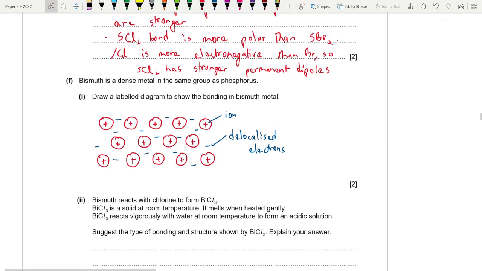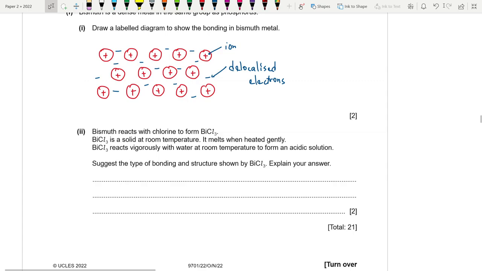Bismuth reacts with chlorine to form BiCl3. BiCl3 is a solid at room temperature. It melts when heated gently. BiCl3 reacts vigorously with water. So basically, since it reacts with water, it is a covalent compound. It is hydrolyzed by water, so it is covalent. If it was ionic, it would just dissolve in water. And it's solid at room temperature, but melts when heated gently. So yeah, it has covalent bonding, and the structure is honestly simple because when you heat it gently, it melts. If it was giant, it wouldn't melt so easily.